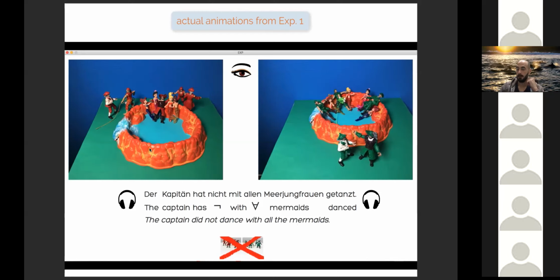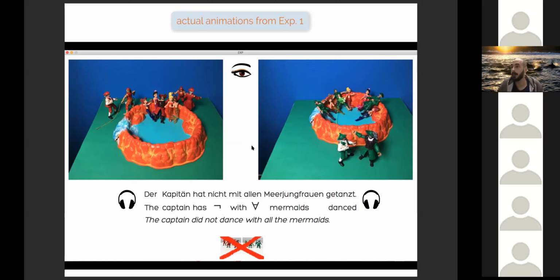So I'm asking you if this sentence is true in this context. Oh well, no, because he is dancing with all of the mermaids. And now the question is, is this sentence true in this context where he is dancing with no mermaid at all? If I tell you that the captain did not dance with all of the mermaids, and in fact he's dancing with the pirate friend and no mermaid at all, is this true or not? I think it's true.